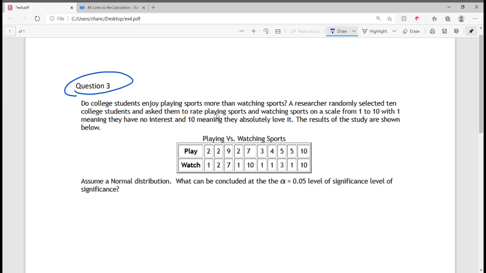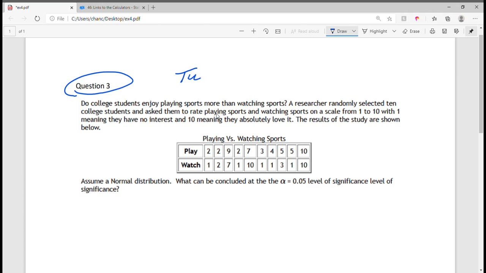Question 3. Do college students enjoy playing sports more than watching sports? A researcher randomly selected 10 college students and asked them to rate playing sports and watching sports on a scale from 1 to 10. With 1 meaning they have no interest and 10 meaning they absolutely love it. The results of the study are shown below. Assume a normal distribution. What can be concluded at alpha equals 0.05 level of significance?